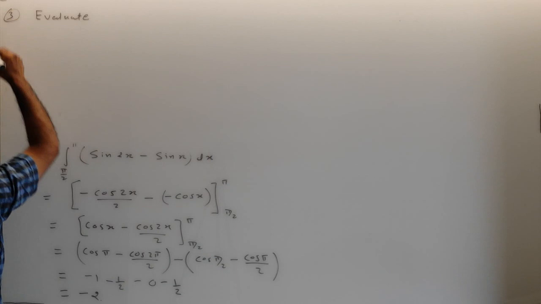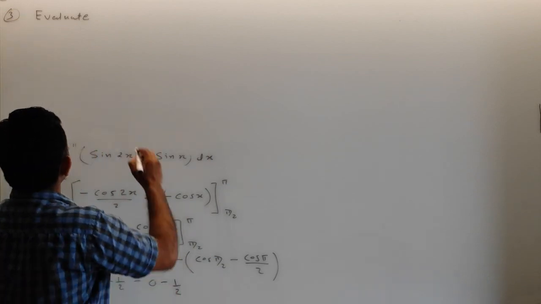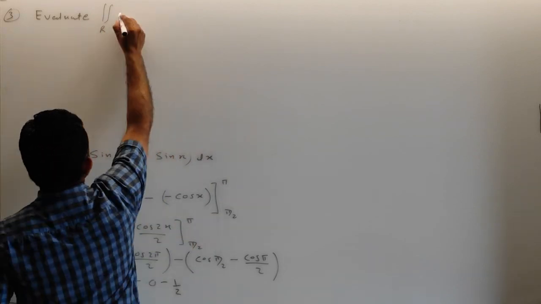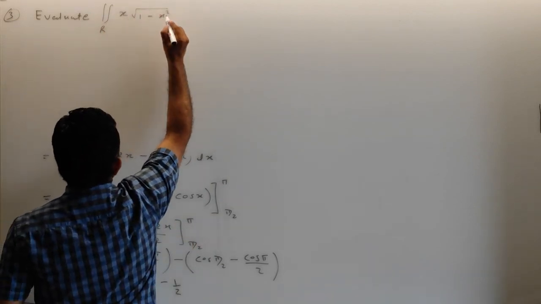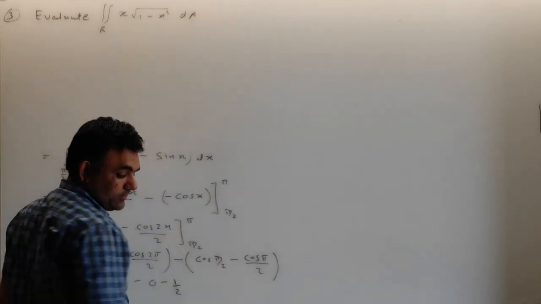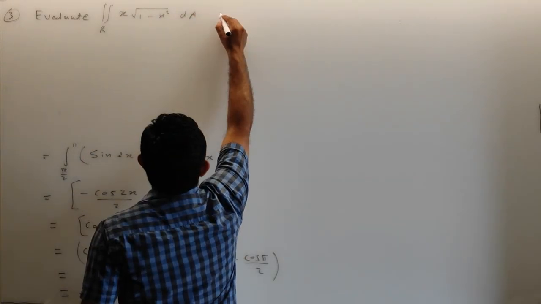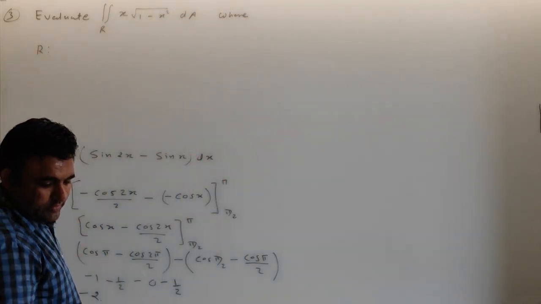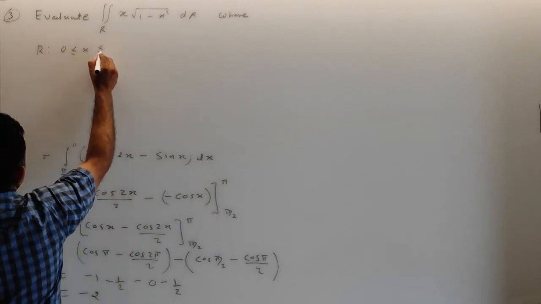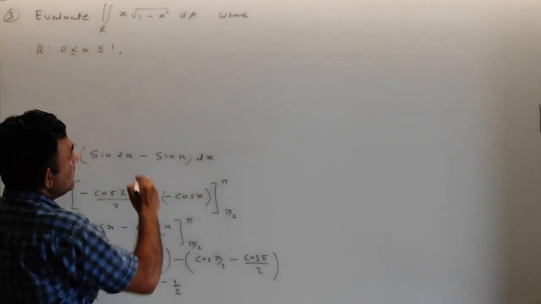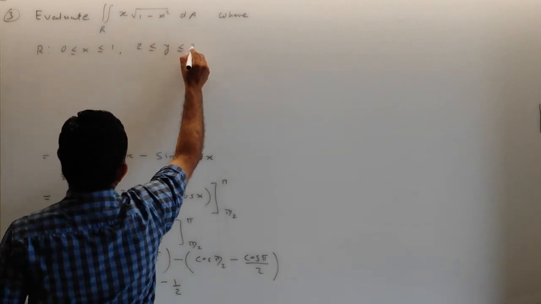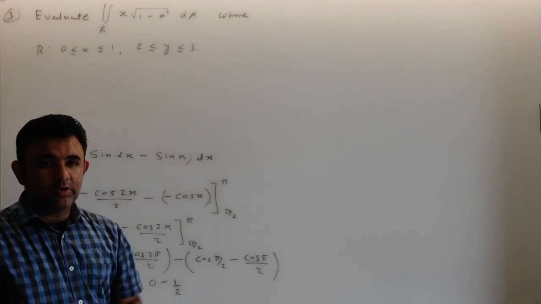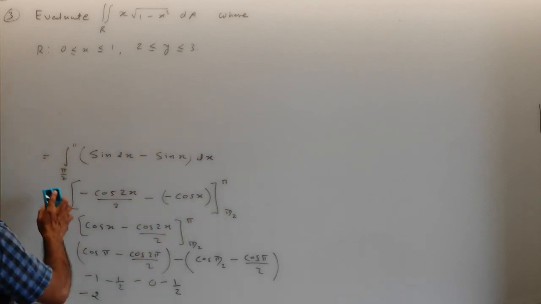Third example: evaluate the double integral over R of x under root 1 minus x square dA, where region R is given by 0 less than or equal to x less than or equal to 1 and 2 less than or equal to y less than or equal to 3. Again, the limits of x and y are both constant, so our region is a rectangular region, and you can sketch the region also.